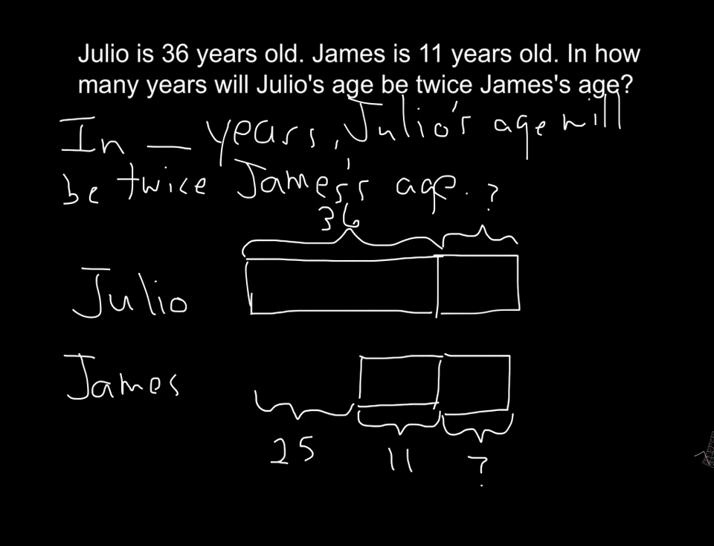Well, here's what I know. If James were 25, Julio would be 50, because Julio is always 25 years older. So what number would have to go here to make James 25? Well, 11 plus 14 is 25. And so in 14 years, their ages will actually be 36 plus 14 is 50, 11 plus 14 is 25, and that'll be true. And so I go put that in the statement. In how many years will Julio's age be twice James' age? In 14 years.